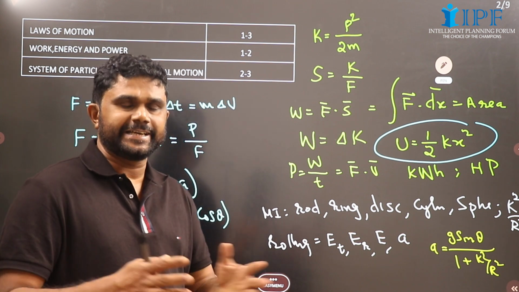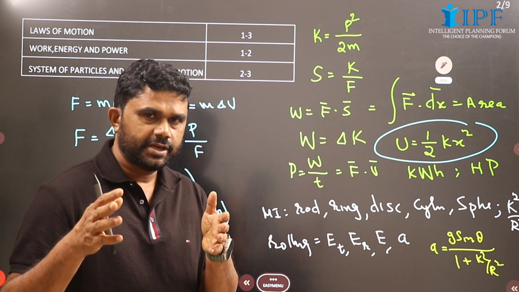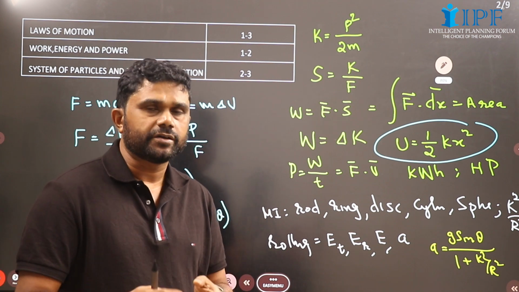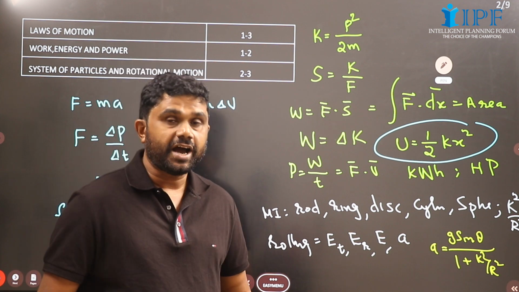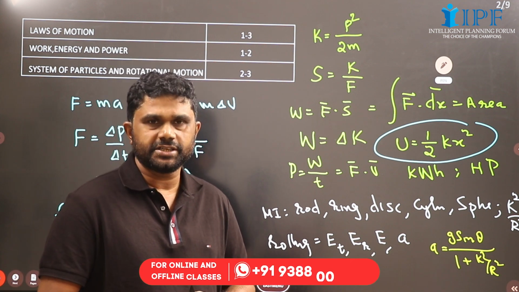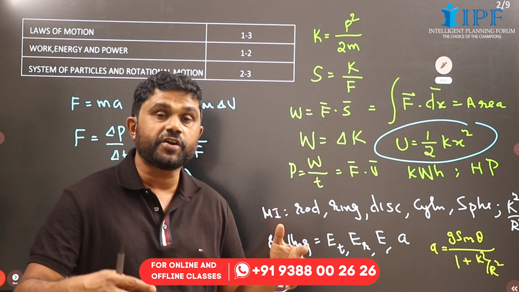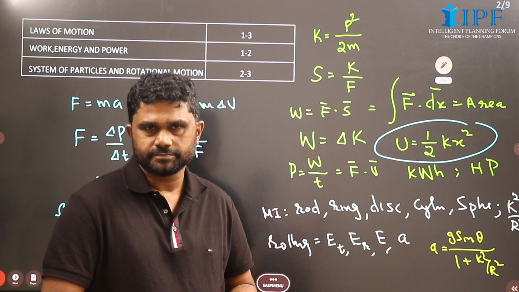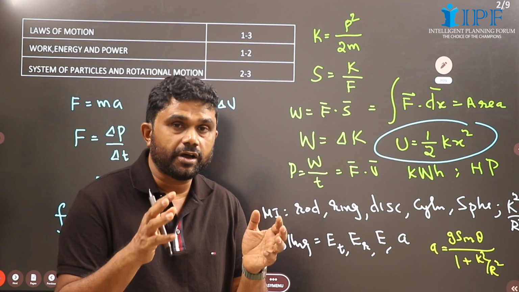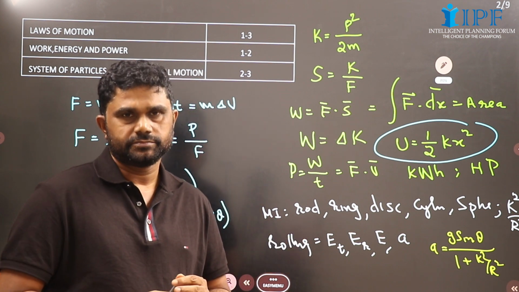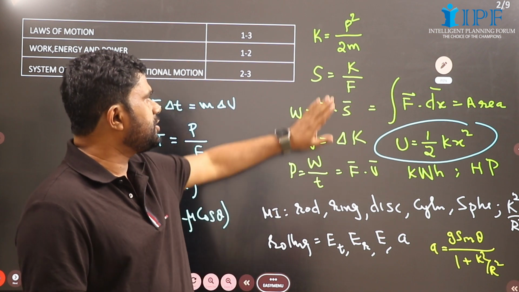And the next thing: suppose a car and a truck are moving with the same kinetic energy. Brakes are applied, and they provide equal retarding forces. Which one will come to rest in a shorter distance? You have to use the work energy theorem: work done equals change in kinetic energy. From that you will get this.